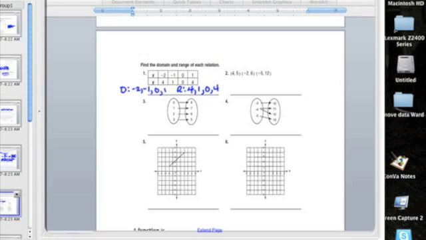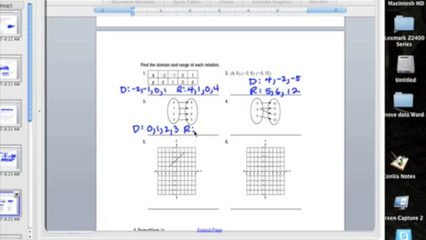You do that for a table. You do that for a set of ordered pairs. So this one would be 4, -2, -5. The range would be 5, 6, and 12. Mapping number 3, again listing your domain, would be 0, 1, 2, and 3.